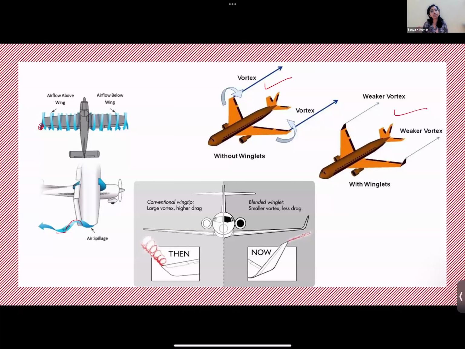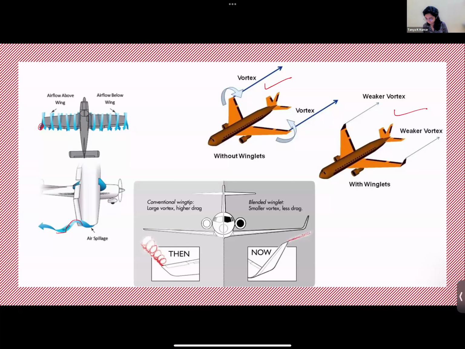So the vortex is still generated where it meets, but it's a smaller and weaker vortex. Okay, so gradually the flow from below the surface and the flow above the surface meet each other, and they happen at a smaller area. So the vortex thus generated is much weaker.